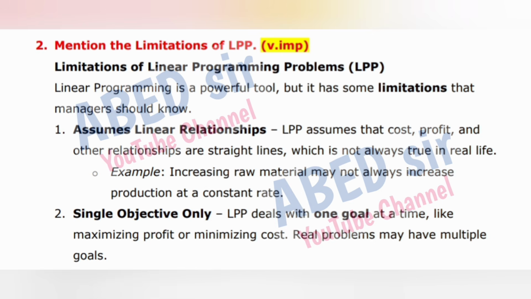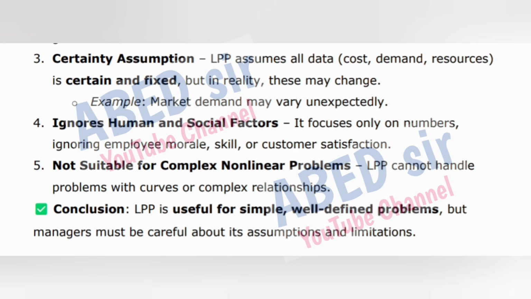2. Single objective only. LPP deals with one goal at a time, like maximizing profit or minimizing cost. Real problems may have multiple goals. 3. Certainty assumption. LPP assumes all data, cost, demand, resources is certain and fixed, but in reality, these may change. For example, market demand may vary unexpectedly.